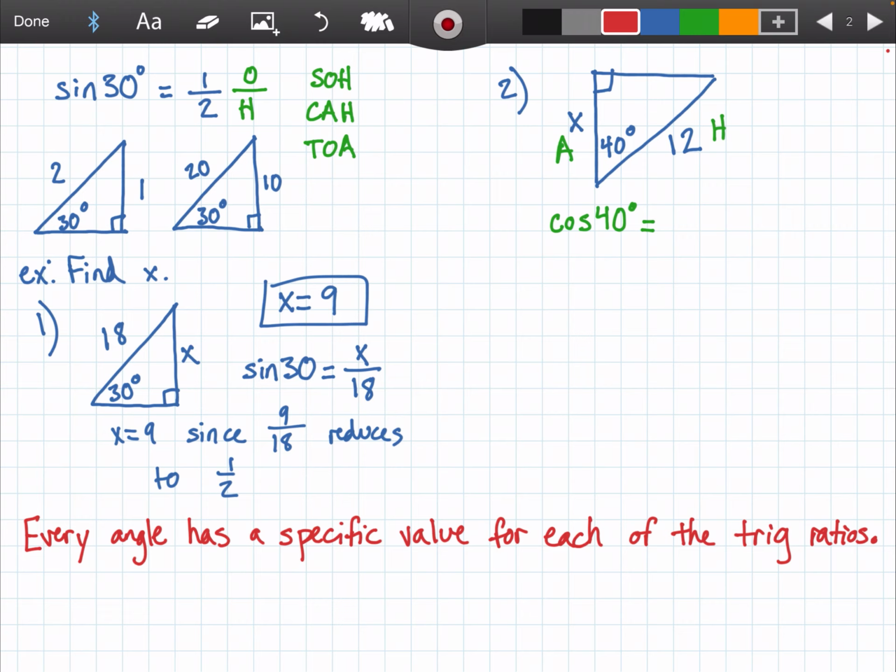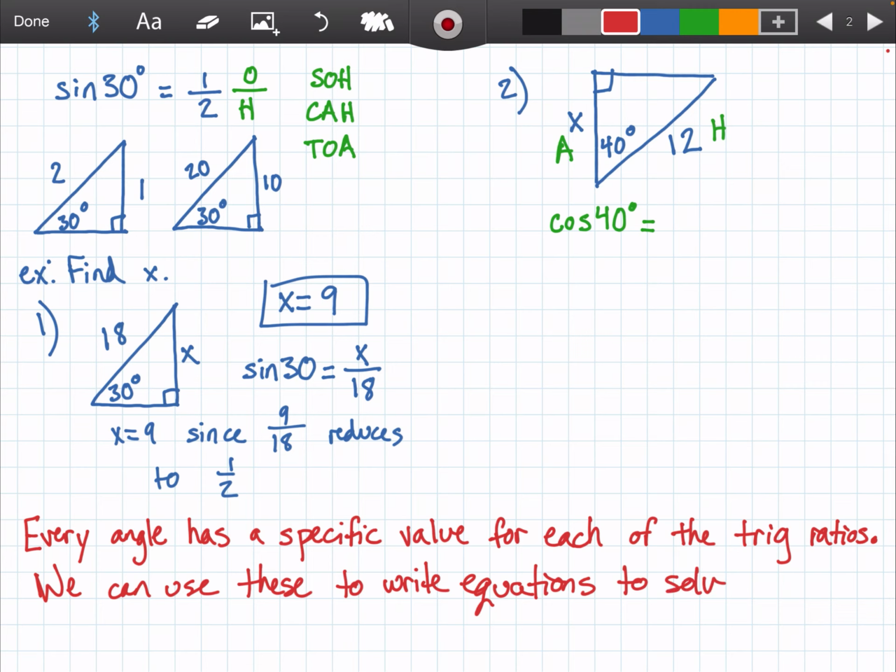Cosine of 30 is always 0.866. Cosine of 40 is always 0.766. That is a very specific tied value to it. And so because of this, we can use these to write equations to solve for missing sides.